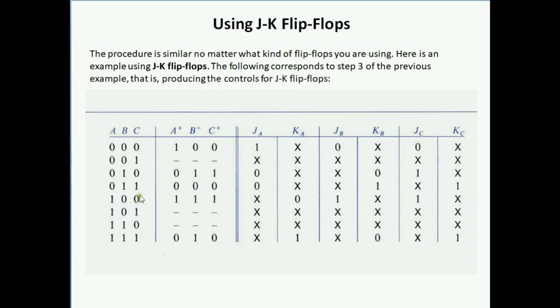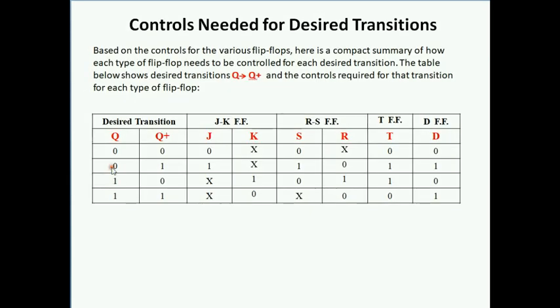A transition from 0 to 1, so flip-flop C in this particular case, a transition from 0 to 1 requires controls 1 and X, so the controls JC and KC for the flip-flop C are set to 1 and X, because a transition 0 to 1 for a JK flip-flop is 1 and X.